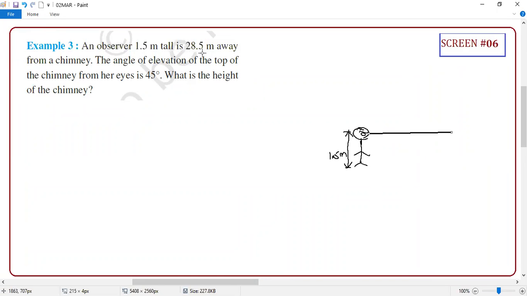Observer 1.5 meter tall is 28.5 meter away from the chimney. Okay, that is a chimney, student. Now the angle of elevation of the top of the chimney from his eyes, sorry, from her eyes, is what? 45 degree. Guys, the angle is already formed. Clear or not? This angle is 45 degree. And this is the distance between them, this is 28.5 meter. That's all.